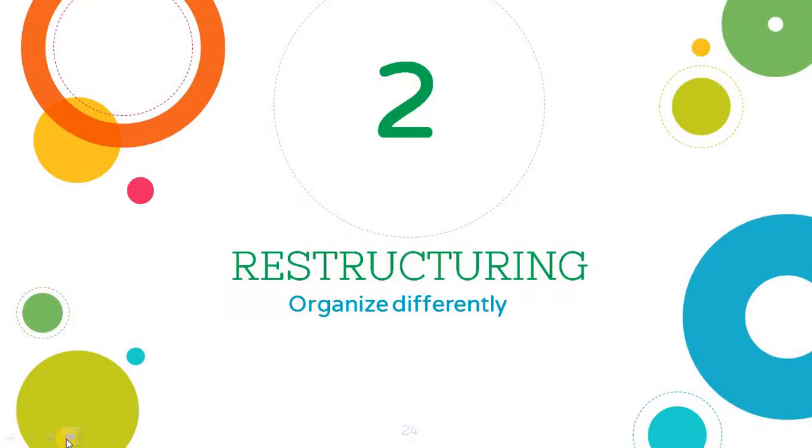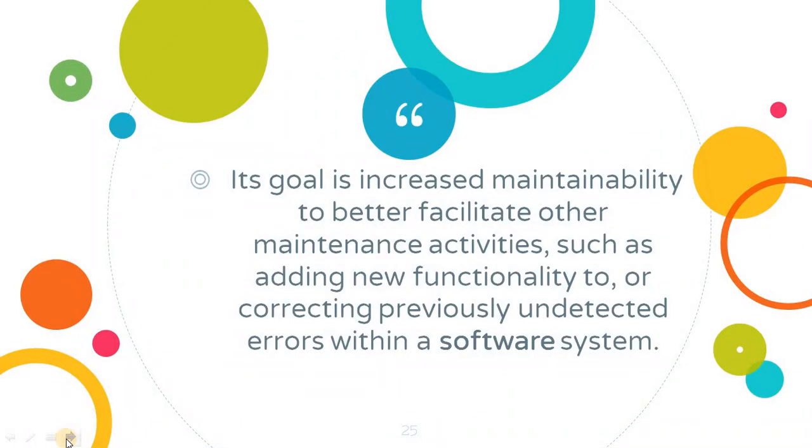So the second re-engineering activity is restructuring. Here the word restructuring means organize differently. Its goal is to increase the maintainability, to make the product's maintainability high. We are applying the restructuring activity. This is mainly applied to add some additional functionality to the current application.